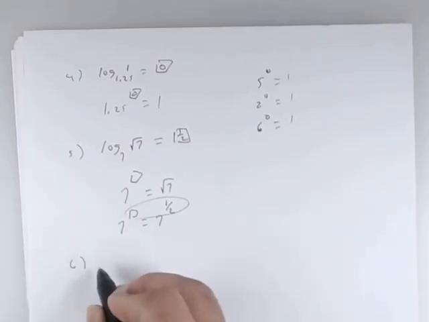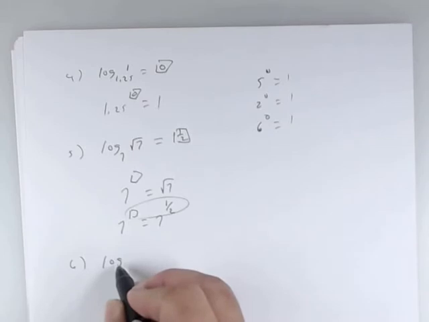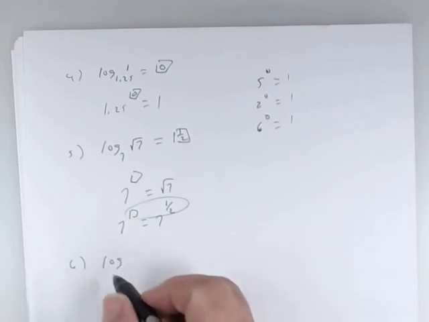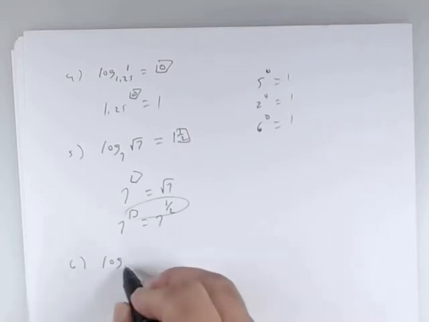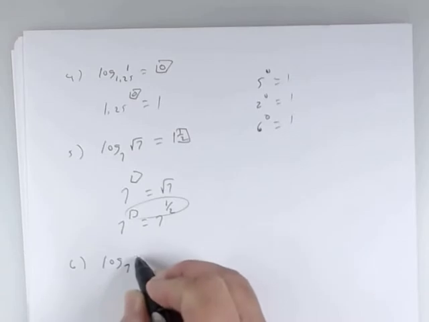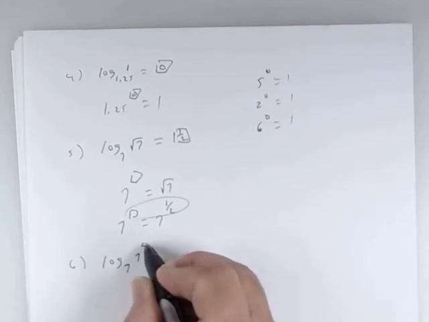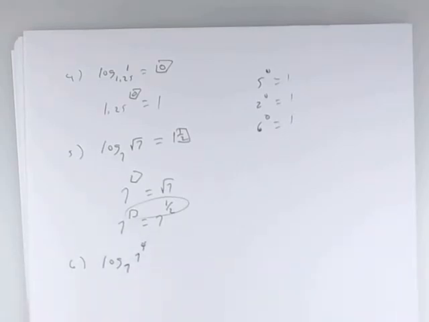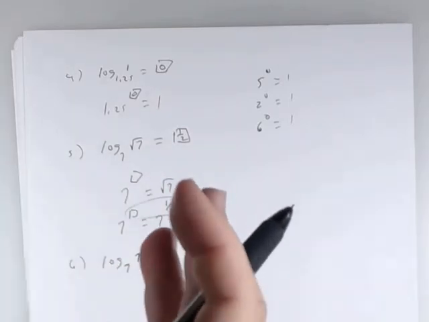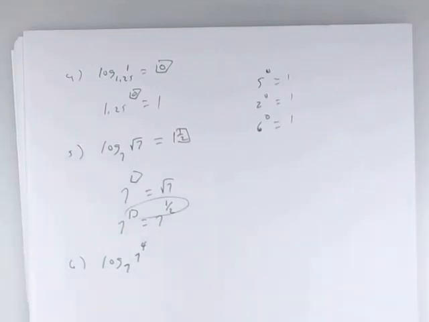Number 6, suppose you had the log base 7 of 7 to the 4th power. What do you think that's equal to? Yeah. You see, you're not using what you just learned. It's 4.